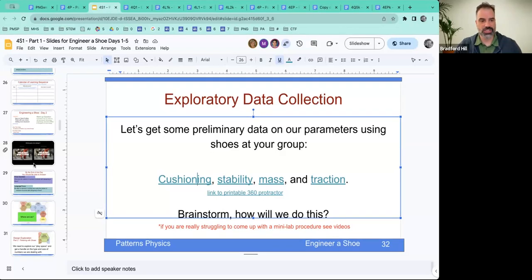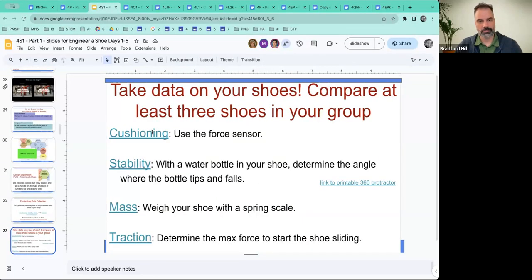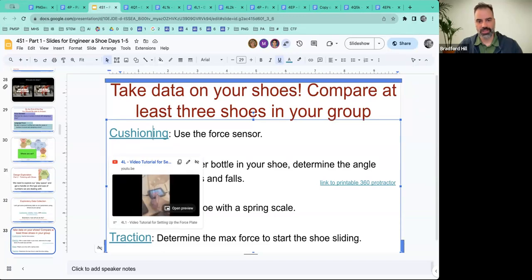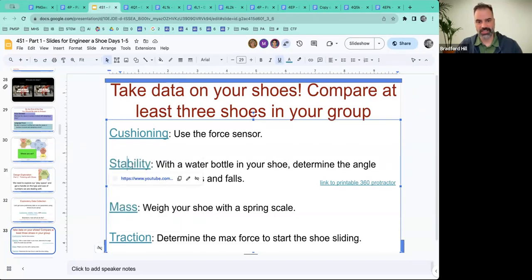Stability, mass, traction. Again, there is a little video tutorial that says how to set each of these up. Stability, that's really easy with a water bottle in your shoe, because on an empty shoe, the center of mass is way too low because of the weight of the sole and the traction. So in any case, and we go over this, is that a good way to test the shoe, to have no foot in it?